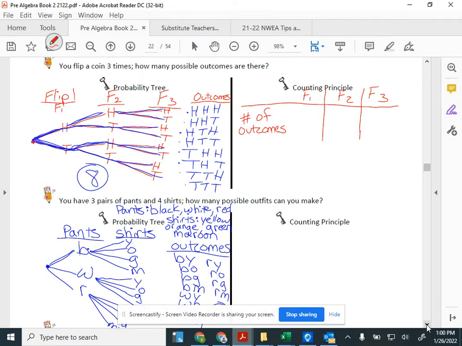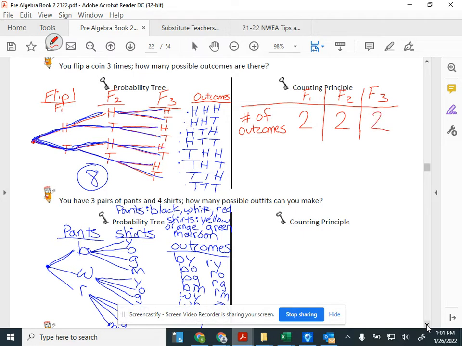I flip that coin the first time. How many possible outcomes are there, Chase? 2. I could get heads or tails. Now I'm going to look at flipping that coin a second time. When I flip that coin, how many possible outcomes are there, Maddie? 2. Now I'm going to flip it the third time. How many possible outcomes when I flip it a third time, Edward? 2.